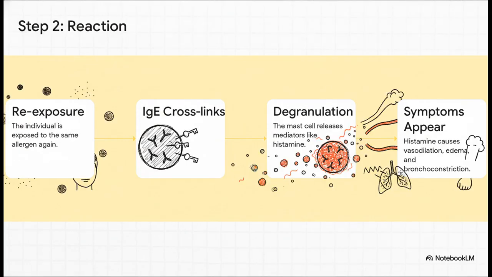So what happens the next time the pollen gets in? Well, now it finds those armed and ready mast cells. The pollen clicks into those IgE antibodies, and that's the trigger. The mast cell degranulates. It just dumps its entire chemical payload, especially a ton of histamine, into your system.